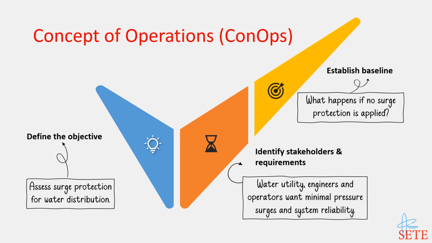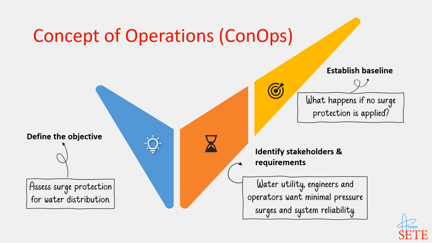So now we are going to follow our V diagram to analyze our water distribution network. The concept of operations, or ConOps, is a critical part of the systems engineering approach. This phase is all about defining what the system needs to do and how it will operate under normal and extreme conditions. So the first is to define the objective. In our sample, the objective is to ensure the reliable and efficient delivery of water from one reservoir to another. And also the system must be able to handle pressure surges without damaging the infrastructure.